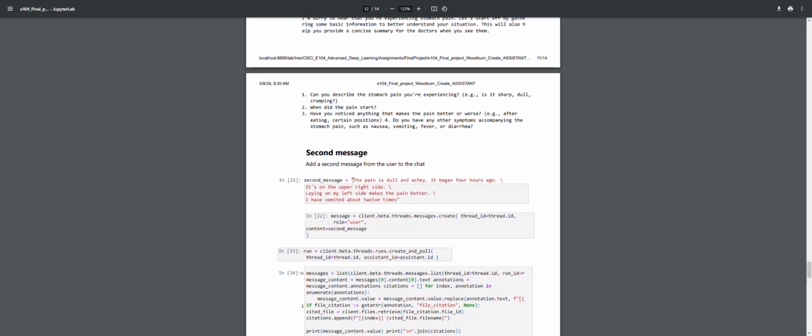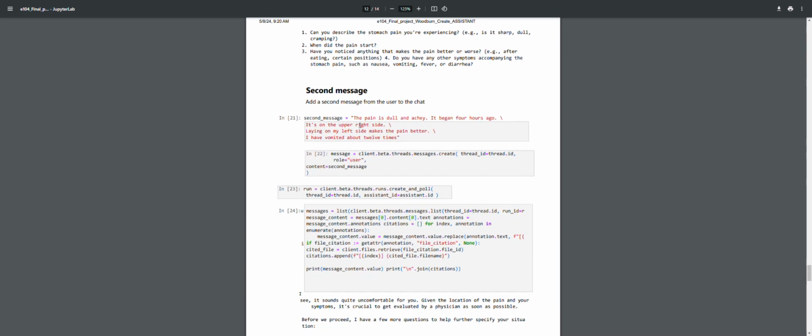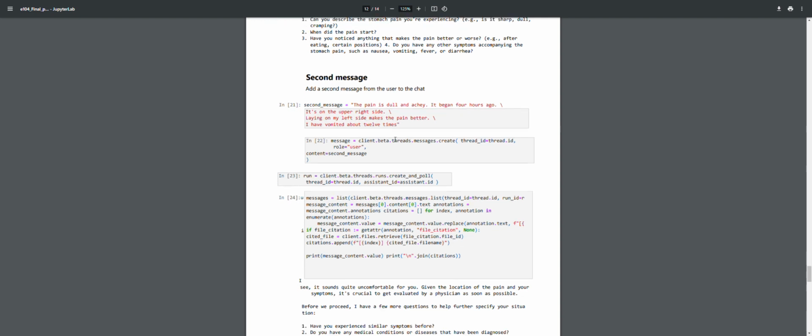I've then simulated a patient responding to its questions, and it said the pain is dull and achy. It began 4 hours ago. It's on the upper right side. Laying on my left side makes it better. I vomited about 12 times.